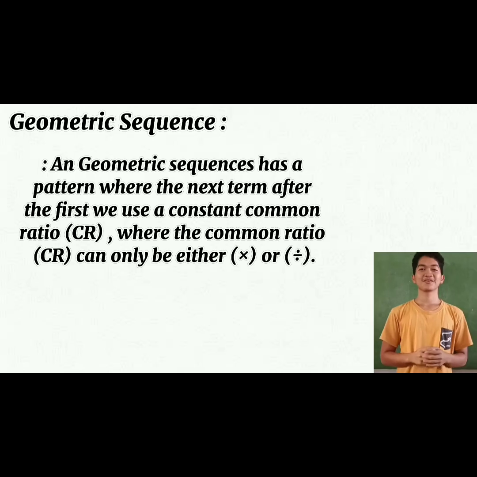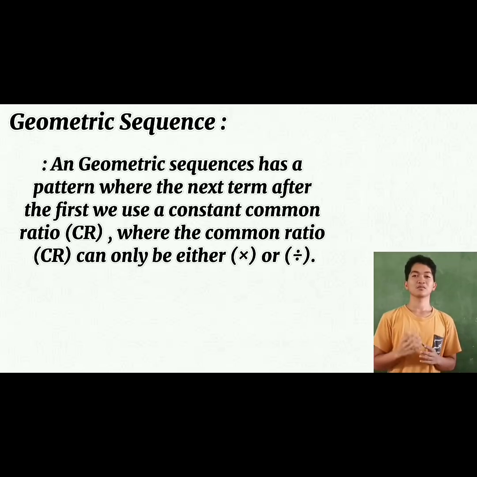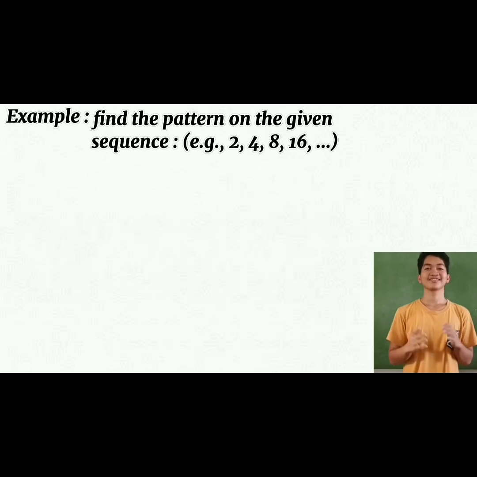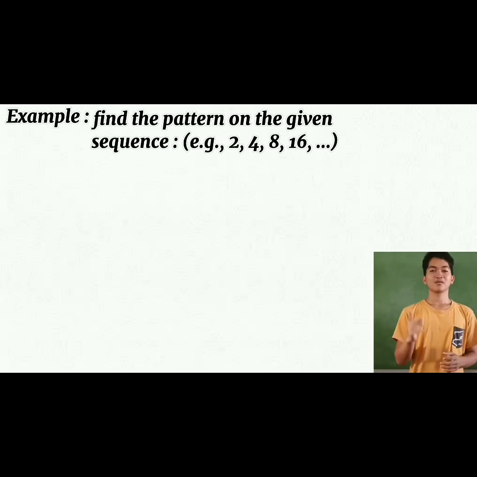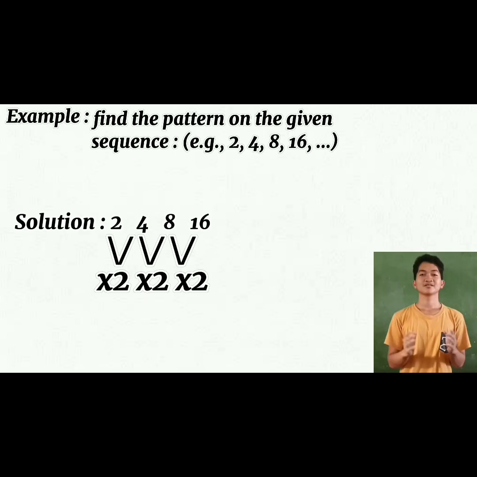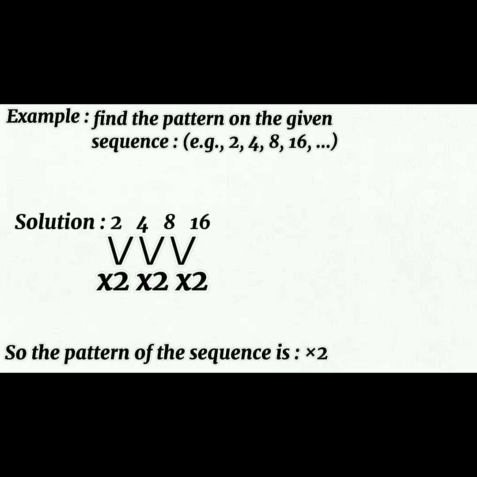Next, geometric sequence. In a geometric sequence, the next term after the first is obtained using a constant common ratio. The common ratio can only be either multiplication or division. Example, find the pattern of the given sequence 2, 4, 8, 16. As you can see, the pattern we use to get 2, 4, 8, 16 is by multiplying the previous term by 2, so the pattern of the sequence is 2x.